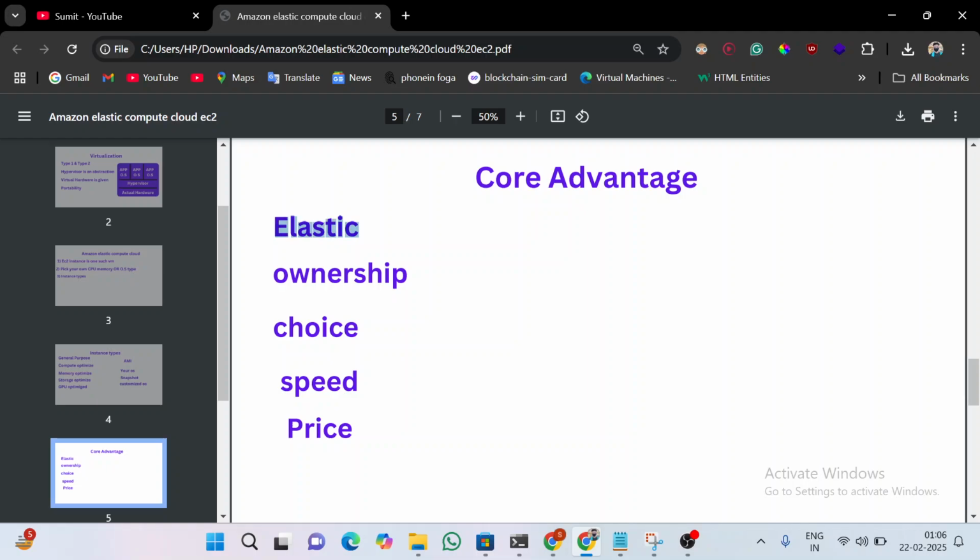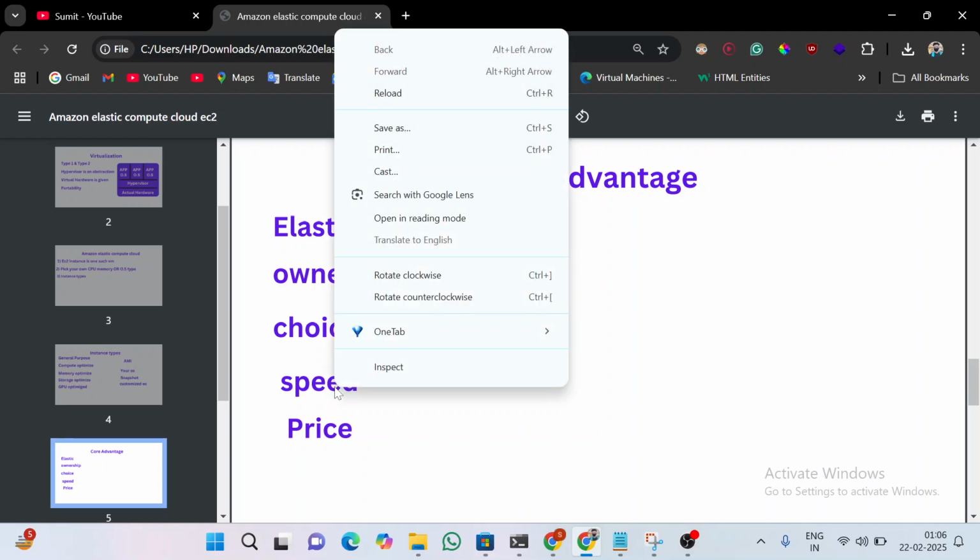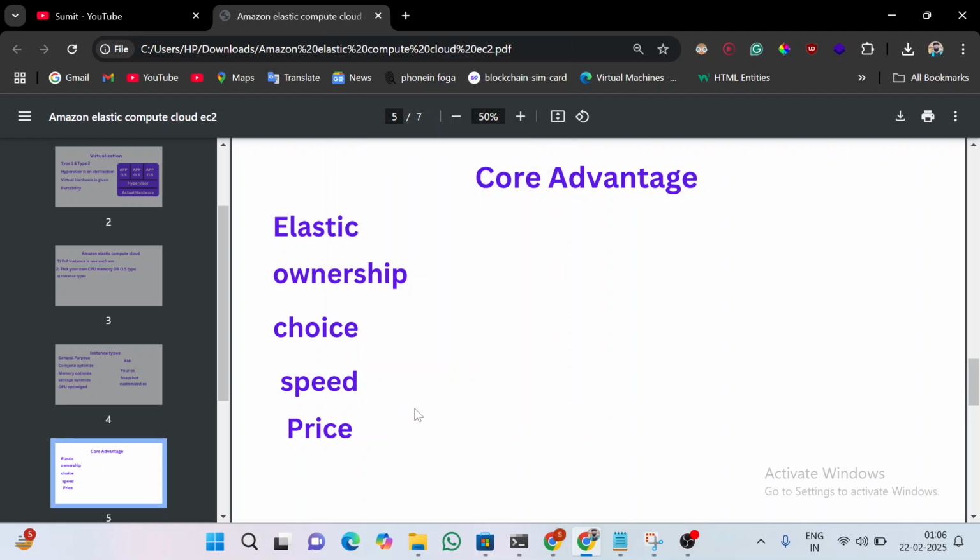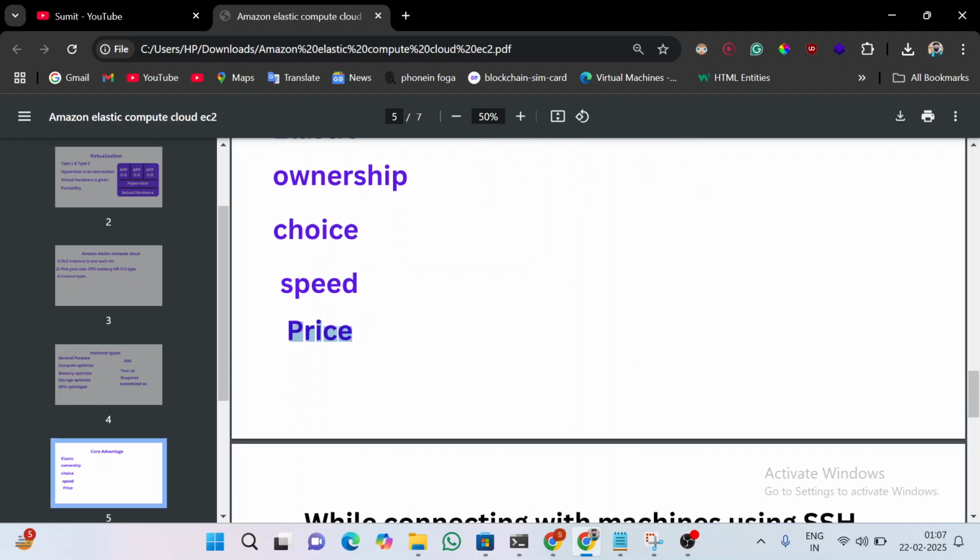And yeah, so these are core advantages of using EC2 instances. Of course, it gives us elasticity, it gives us ownership, it gives us a choice of what hardware we need, what kind of configurations we need. And of course, it is very rapidly fast. You can spin up an EC2 instance in less than a minute. In most cases, in my experience, it takes less than a minute. And of course, the price is very reasonable according to the service they are providing.